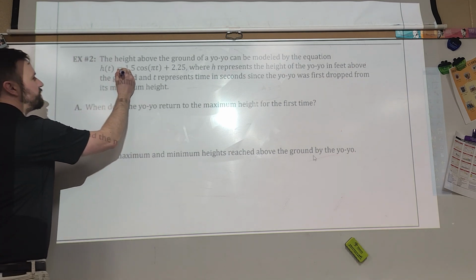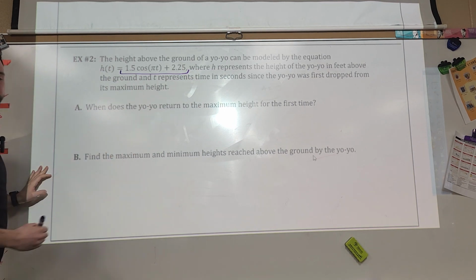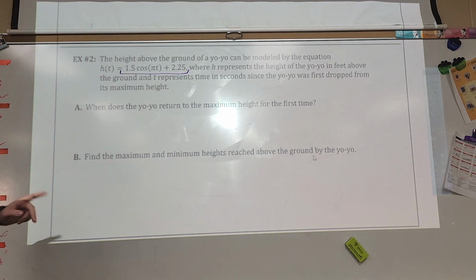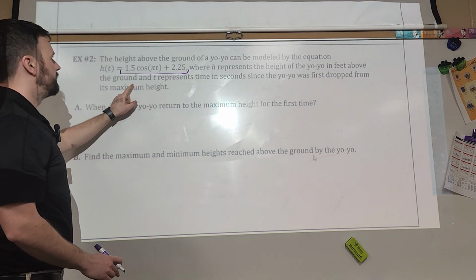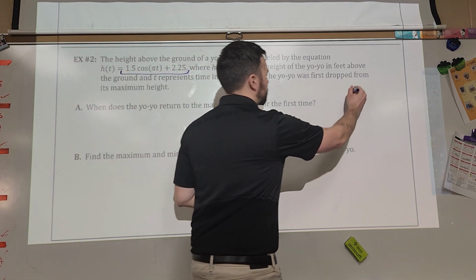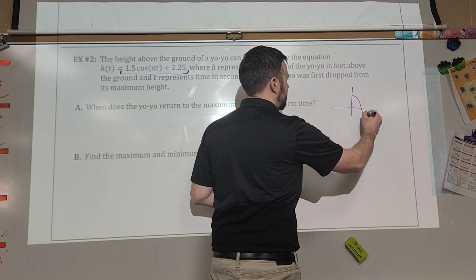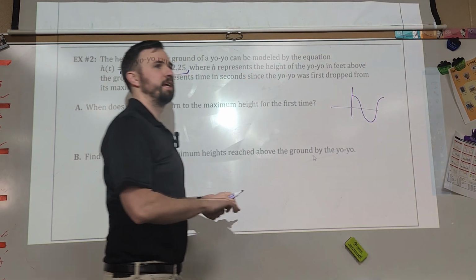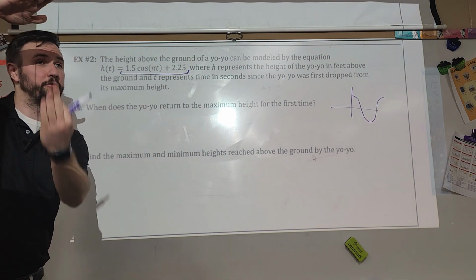So this is my equation, right? Now I got to think about this. I'm going to drop the yo-yo. It's cosine. So I'm just going to draw a quick sketch. So I'm going to start here and then go like this, right? Because it starts from my hand, it goes down, and it comes back up to my hand.